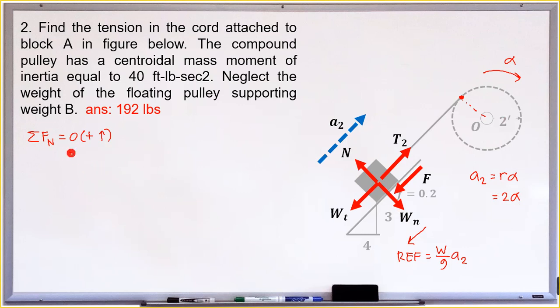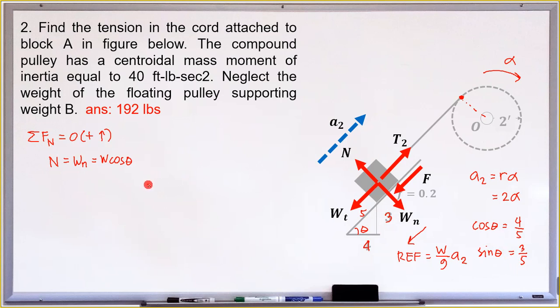Now, back to the summation of forces normal. Along the normal axis, we only have two forces. The upward force is the normal force, which is equal to the normal component of the weight, or weight cosine theta. So this is our theta. With this representation, this is a 3-4-5, an Egyptian triangle. So cosine theta is automatically 4/5 by this triangle, and sine of theta is equal to 3/5.